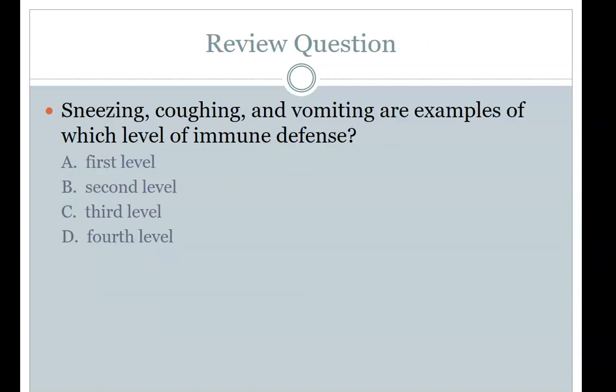A review question. Sneezing, coughing, and vomiting are examples of which level of immune defense? A, first level. B, second level. C, third level. And D, fourth level. It would be A, the first level, because this is a physical means of defense.